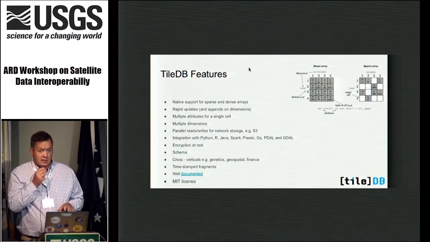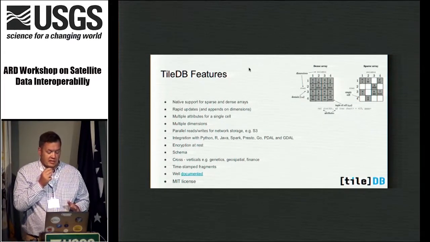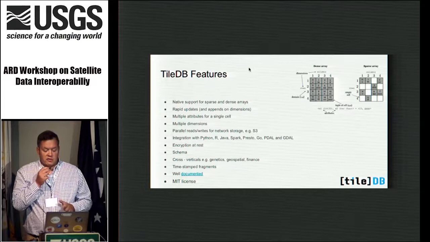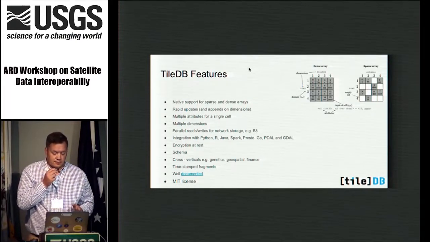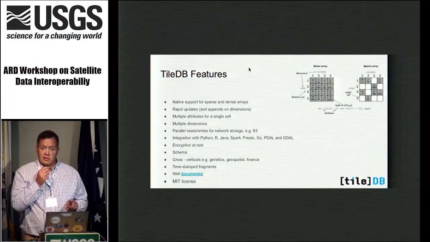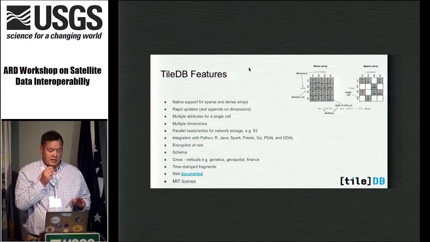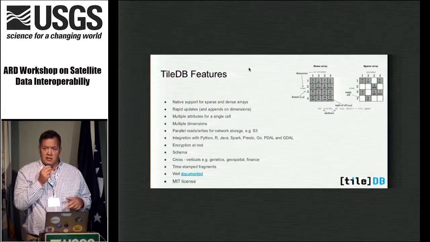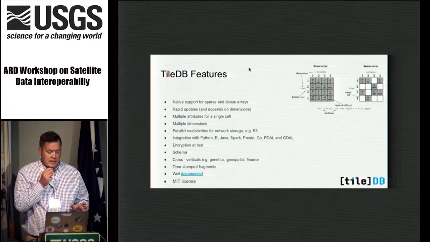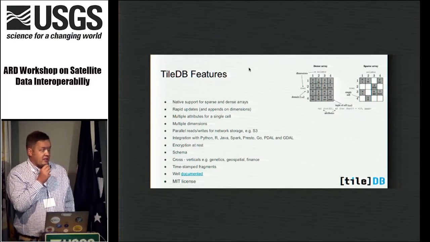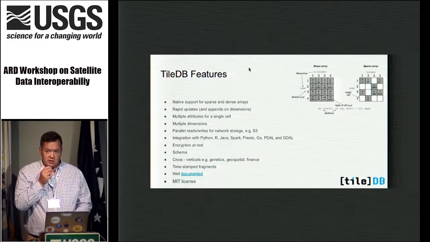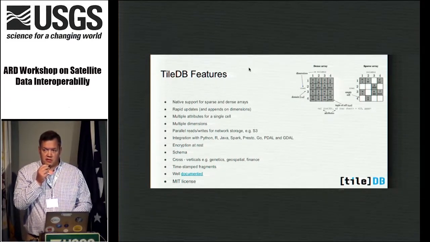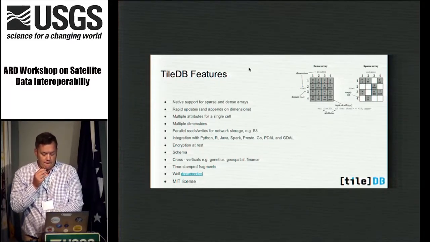We also support encryption at rest, which is kind of useful if you're doing government-based applications. But we're also cross-vertical, so not just geospatial, we also have applications within finance and genetics. We have timestamp fragments, and then at the end of your array, if you're not interested in those timestamp fragments, which gives you a bit more overhead, you can consolidate the array down to a single array. We are very well documented. If you go to TileDB.io, you can find all our documentation on the web. And we're under a commercial-friendly license in that all of our software is released under MIT license.